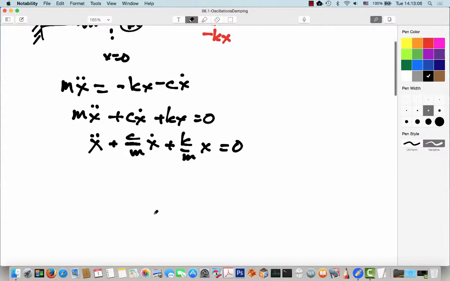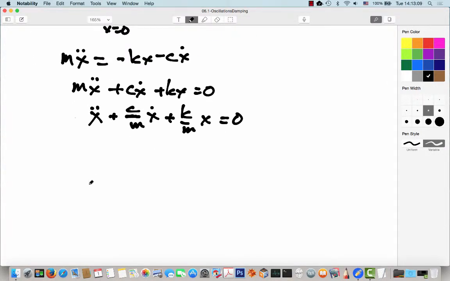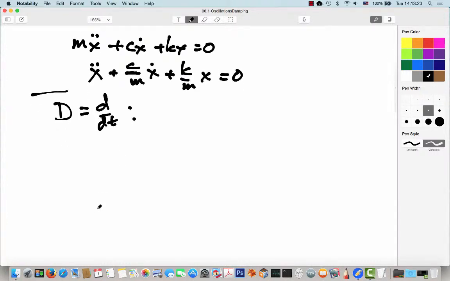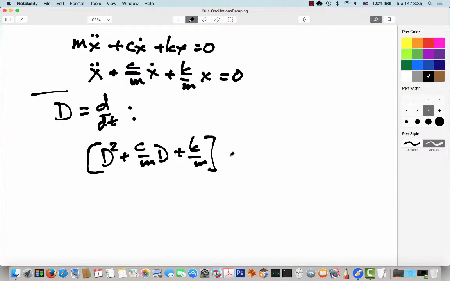The trick we can do is remember that a lot of times in math class I'll introduce the derivative operator D, which is simply another way of writing d/dt for us. And by using this operator notation, we can rewrite the differential equation as D squared plus c over m D plus k over m, all operating on x, equals 0. Now, in general, this is only going to give us a solution if the thing in the brackets is identically 0.